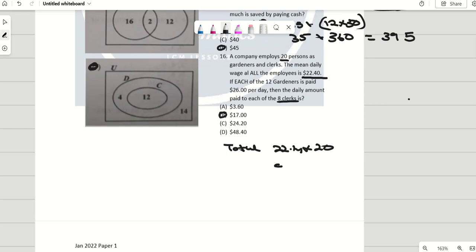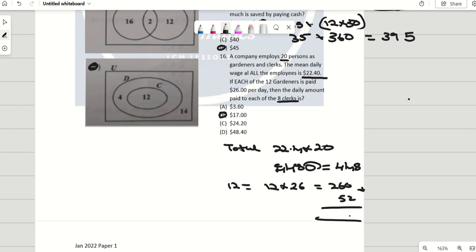This is 4 2s are 8. That's 4, right? 480. 448, that's how much they're totally paid, right? We know that for your 12 gardeners, so your 12 gardeners would be 12 multiplied by 26, which again is 260 plus 52, which is 2, 5, that's 11, 2, 3, so we know it's 312. So we know that your clerks would be 448 minus 312, right? 8 minus 2 is 6. This is 3, 136.